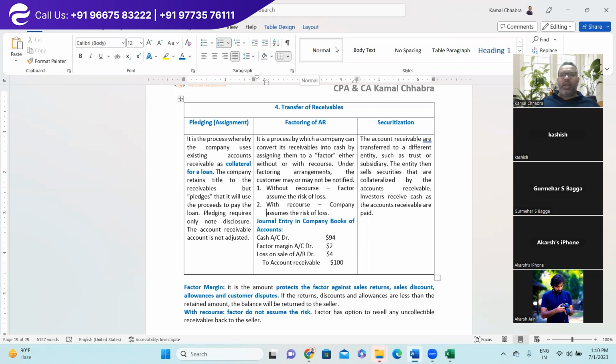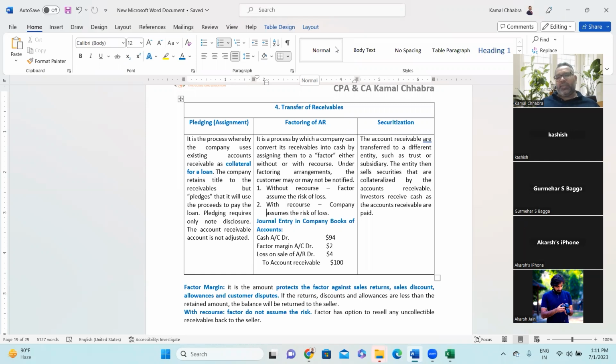The account receivable are transferred to a different entity such as a trust or subsidiary. The entity then sells securities that are collateralized by the account receivable, and investors receive the cash as account receivable are being paid. So you can use it for debt raising also.